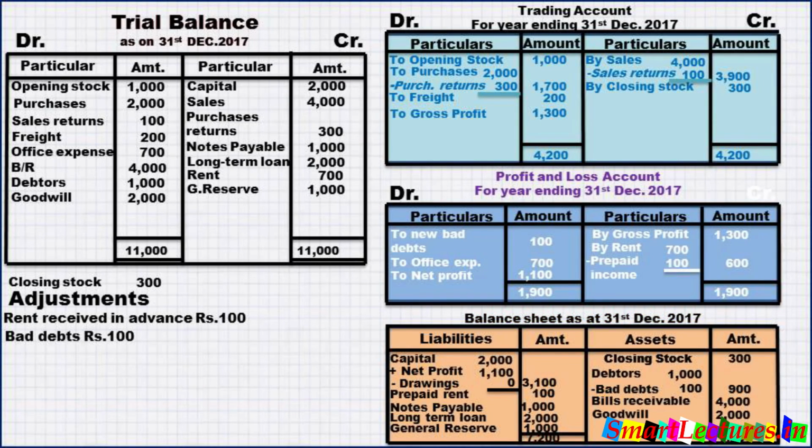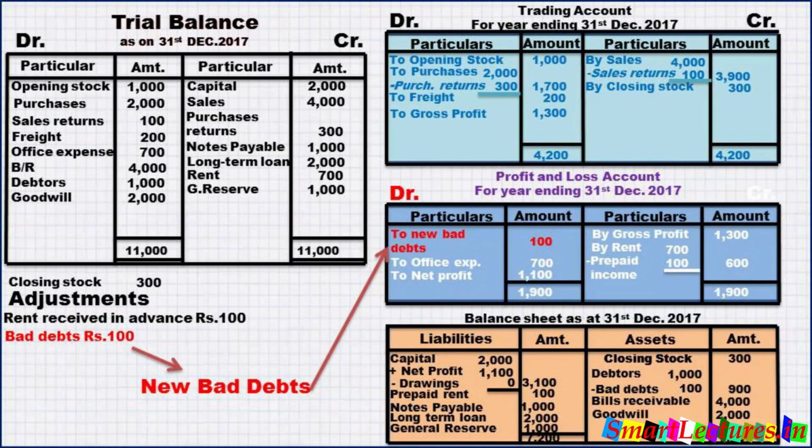Let me repeat again. If there is any income received in advance, number 1, it becomes a liability for the firm, so it goes to the liability side of the balance sheet, and number 2, it is deducted from that income on the credit side of profit and loss account. And if there are bad debts in the trial balance, they will be called old bad debts. If there are bad debts in the adjustments, that will be called new bad debts. And whenever there are new bad debts it will go to the debit side of profit and loss account. And secondly, it will reduce the value of debtors in the balance sheet on asset side.